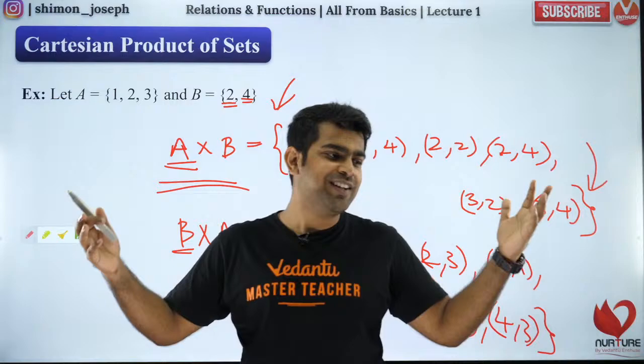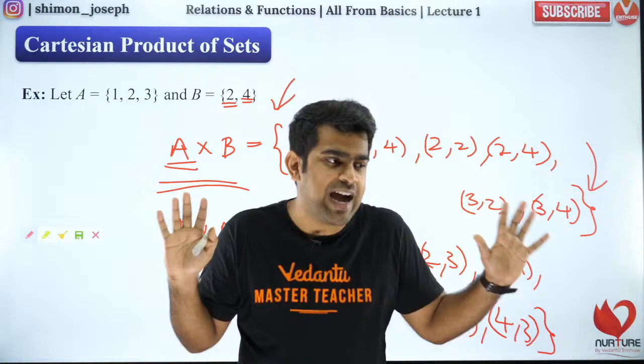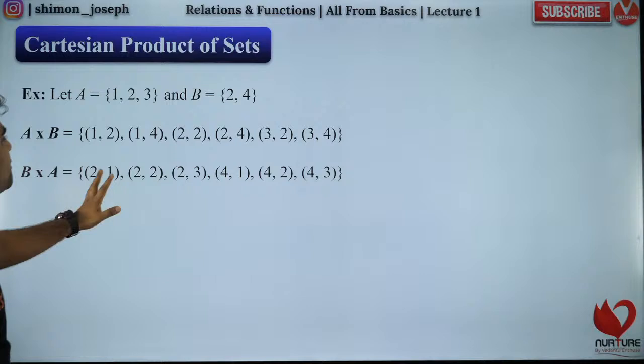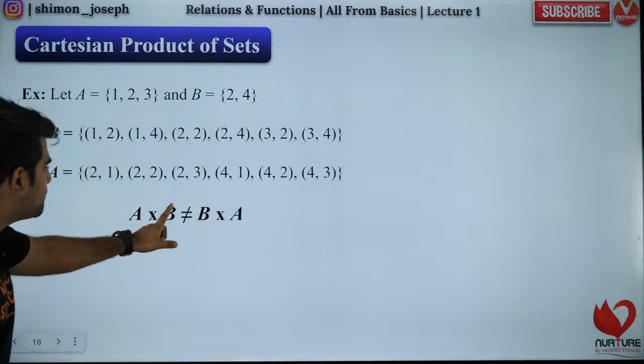Yes, shall we go ahead? Are you all ready? Now you are all comfortable with Cartesian product? Fantastic. So let's move forward and have a look at what we have next. So this is a solution. I think I already wrote it. So you guys can make a note of it. Go through it later on. So we understand here that A cross B is not equal to B cross A.